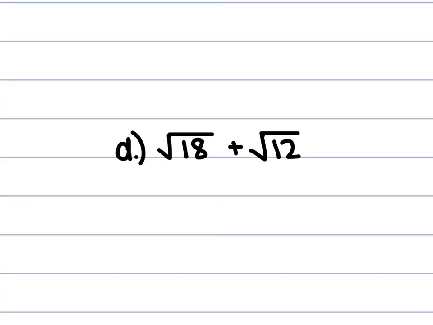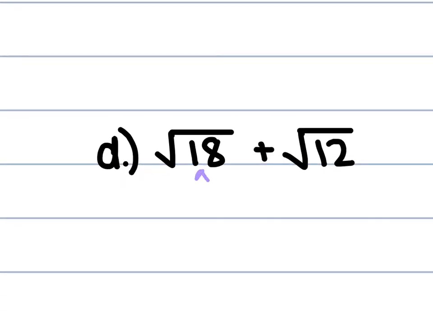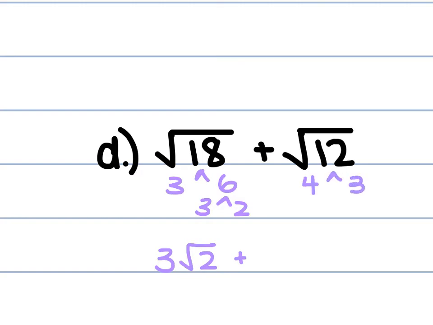For D, we have the square root of 18 plus the square root of 12. So we are going to find the prime factorization of 18. We have 3 and 6. 6 is 3 and 2. So this is going to be 3 square root 2 plus the square root of 12. We have 4 and 3. 4 is 2 and 2. So that's 2 square root 3.